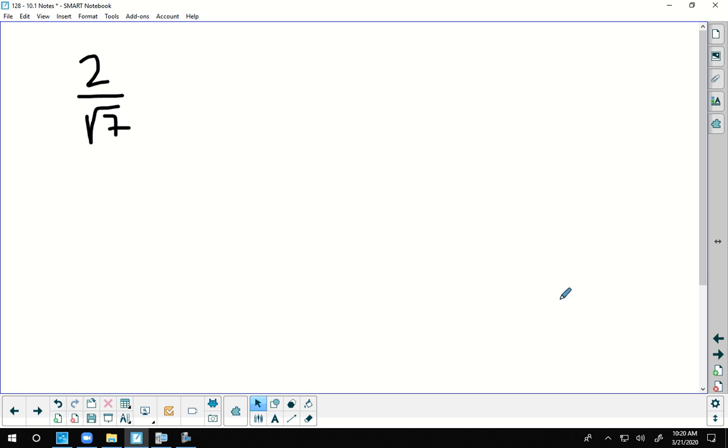One more that I want to add in because we're going to see this later in the chapter. Actually, I'm not going to have you guys worry about that. We're not going to do these types of problems. I'm going to take those out. So don't worry about rationalizing the denominator.